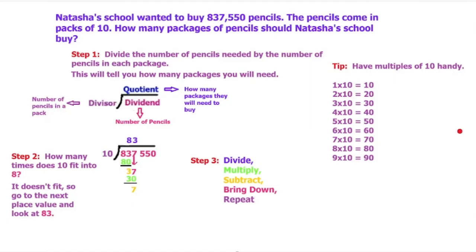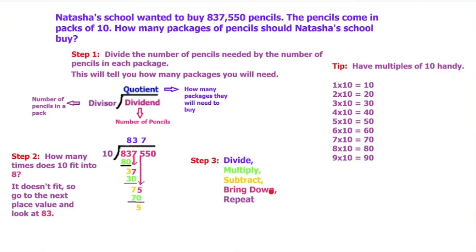Next step is to bring down. So we bring down the 5. This is 75 now. How many times does 10 fit into 75? Well, we look over here. It's 7 times. 8 is too many. So now we divided and now we multiply. 10 times 7 is 70. Now we subtract. So 75 minus 70 is 5.